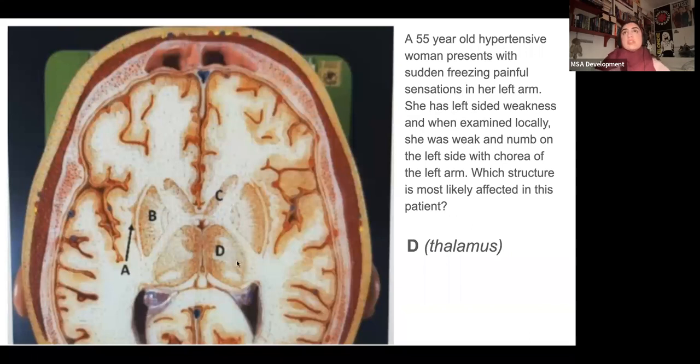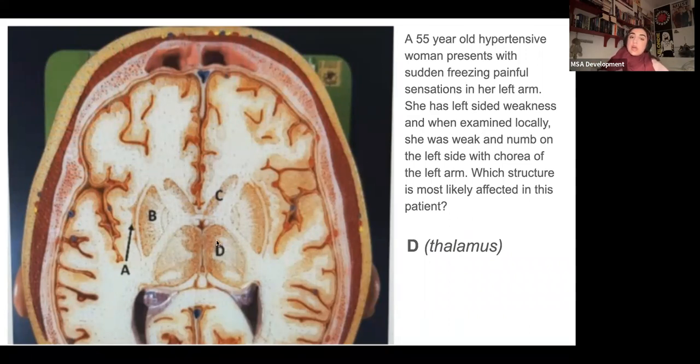And we know this because, for example, people might say, oh, but she has left-sided weakness. How do we know it's a thalamus? There's also a very obvious focal sensory loss or focal sensory deficit. So for example, the sudden freezing, painful sensation in her arm, and with the history of hypertension, we can safely say the types of vessels that are affected here are the smaller vessels, such as the lenticulostriate vessels, which give rise also to the internal capsule.